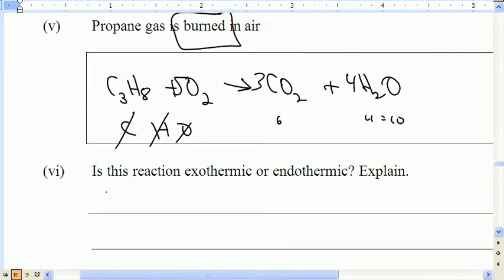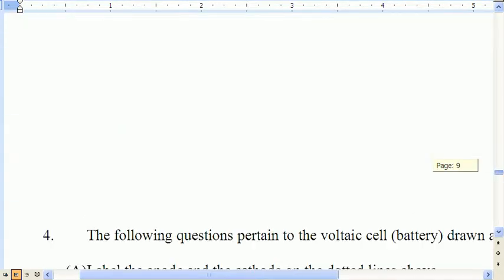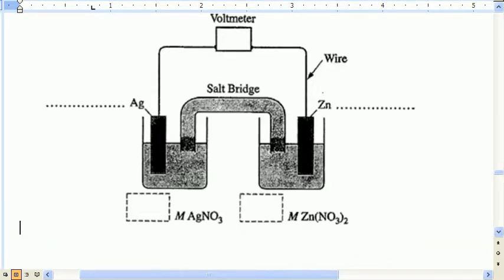Alright, here I am. Delta H is negative. It's burn. Picture, there's the picture. I got it.